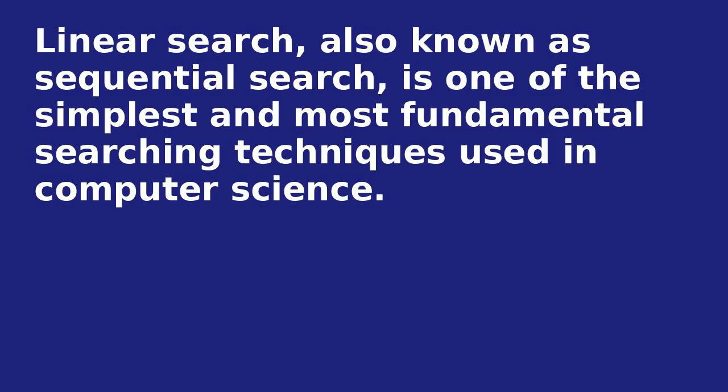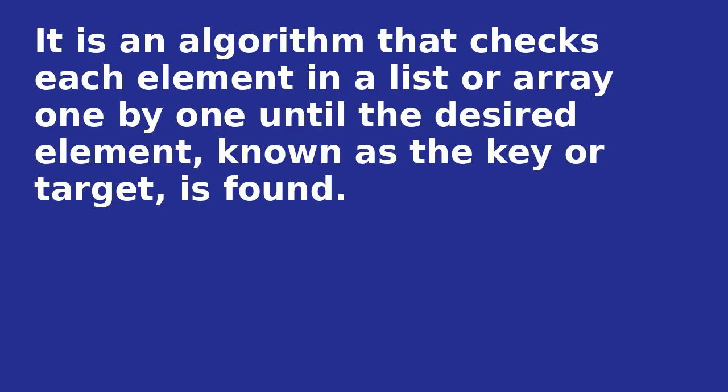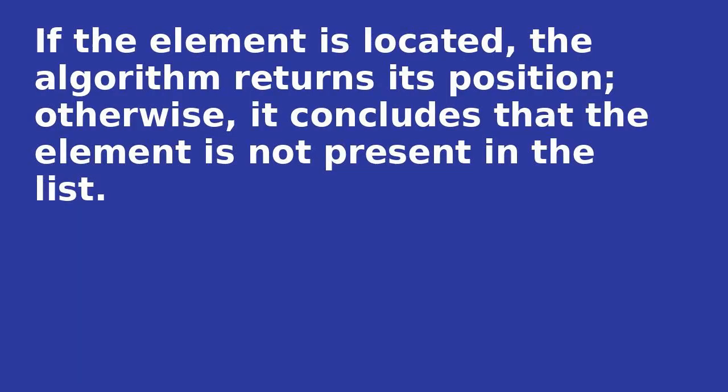Linear search, also known as sequential search, is one of the simplest and most fundamental searching techniques used in computer science. It is an algorithm that checks each element in a list or array one by one until the desired element, known as the key or target, is found. If the element is located, the algorithm returns its position. Otherwise, it concludes that the element is not present in the list.